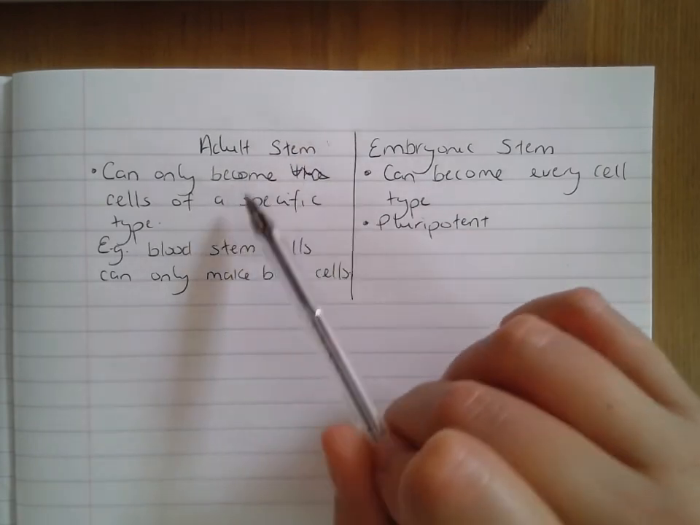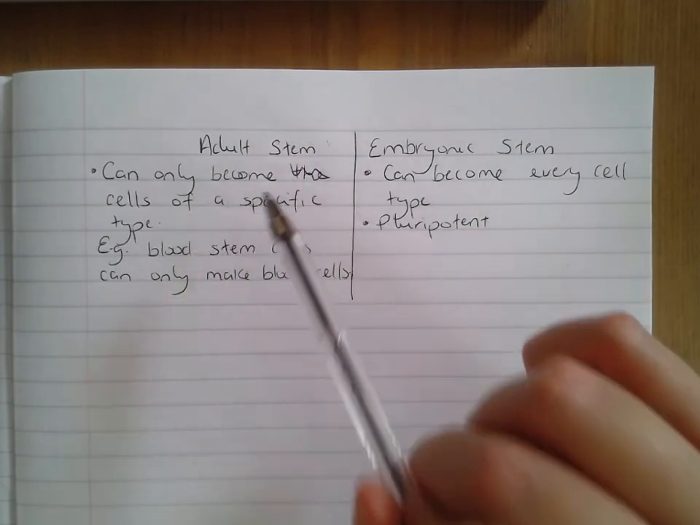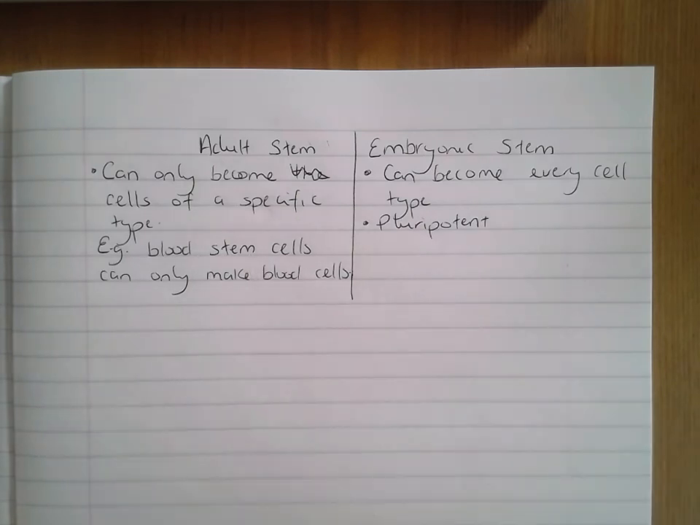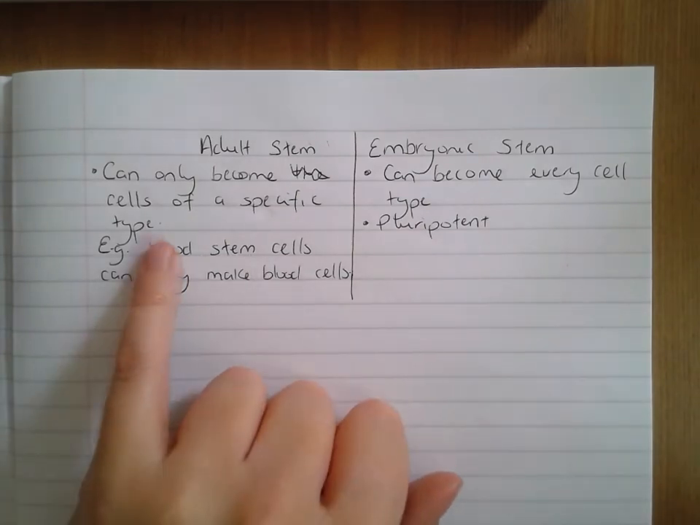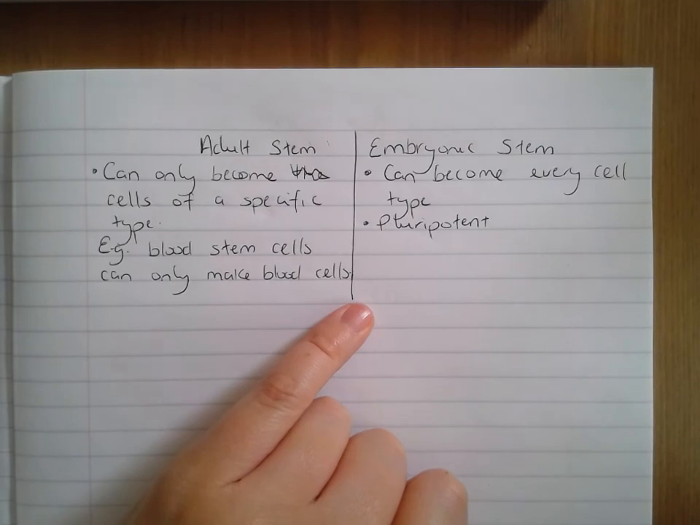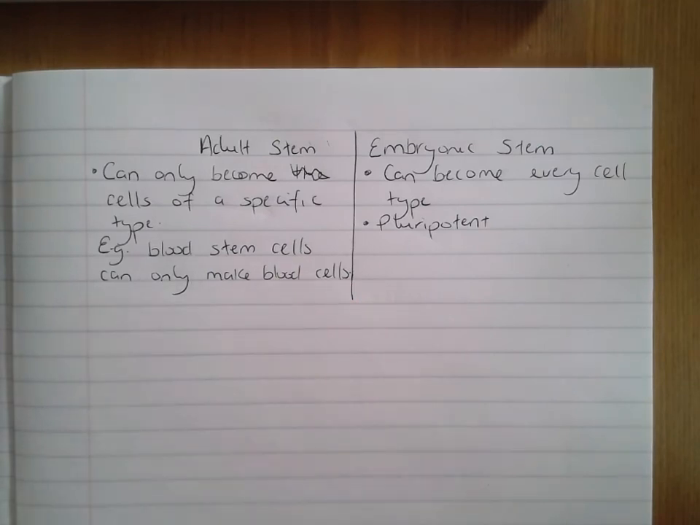Okay, so in an adult stem cell, they are more restricted. Okay, they can only become cells of a specific type, the same organ that they are a part of. So blood stem cells can only make blood cells. Brain stem cells can only make brain cells. Okay, so it's more restricted compared to embryonic. They can just make every single cell type.